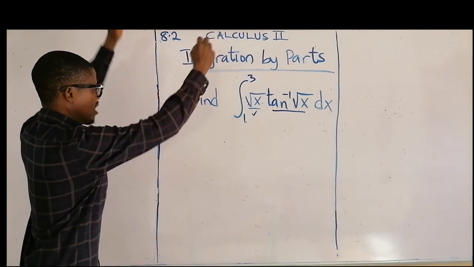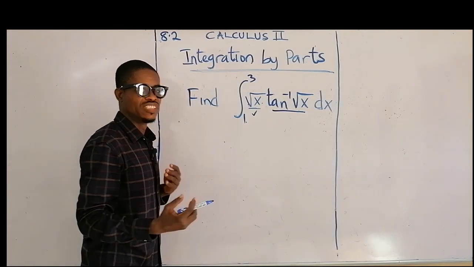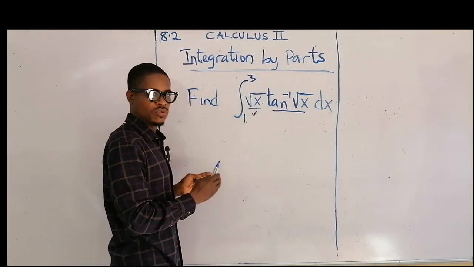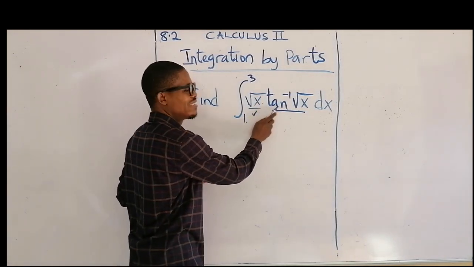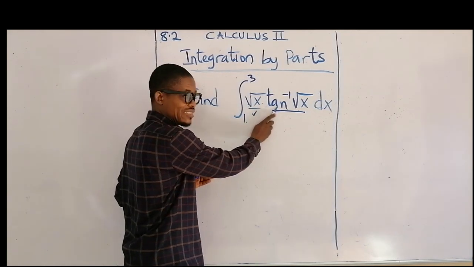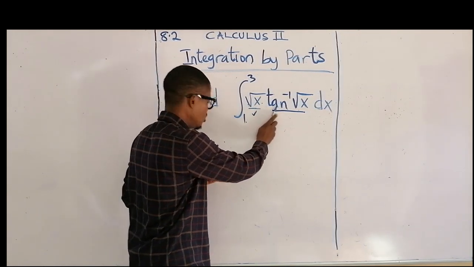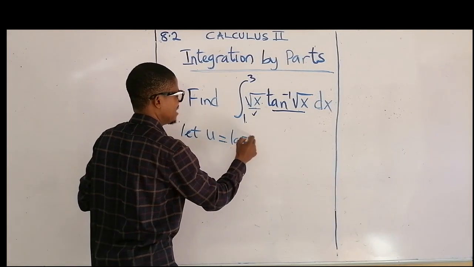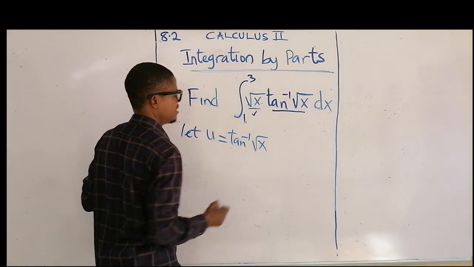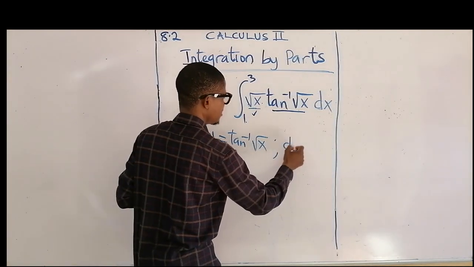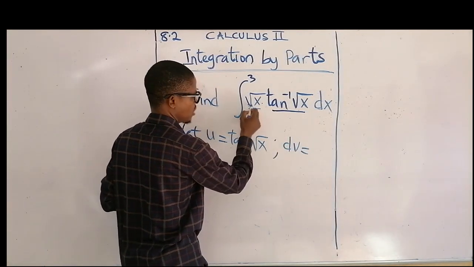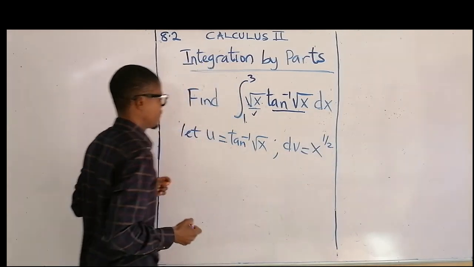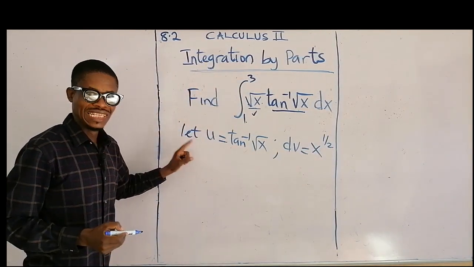So what we do now, we check the two functions. Which one is differentiable? Actually, the two of them are differentiable, okay? But you can't integrate this one. So we're going to go for this for our u. Let u be equal to arctan square root of x. And then the v is this one. So I'm going to remove the square root, which will be x to power half.